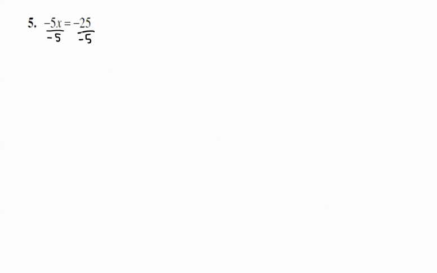Since the negative 5 is multiplied by x, we're going to have to undo that by dividing. We divide both sides by negative 5, and we end up with x is equal to positive 5. And so that does it for number 5. Alright, with number 6 we have 2/3 x is equal to 18. So this says 2/3 of what number is 18?